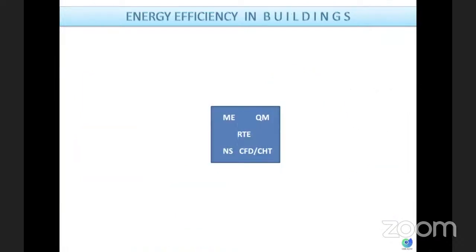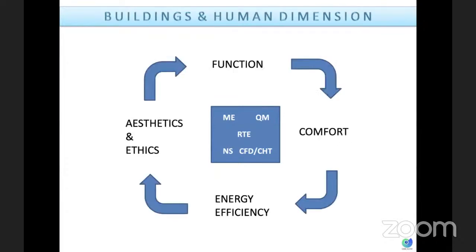That requires some fundamental physics. Here, ME is Maxwell's equations. QM is quantum mechanics. Basically, it goes all the way to nanotechnology, where we can have the sensors, the radiative transfer equation, the Navier-Stokes equation, computational fluid dynamics, computational heat transfer. But now, for the sake of society, let's put them in a box. Then let's concentrate on function, comfort, energy efficiency, aesthetics, and ethics.